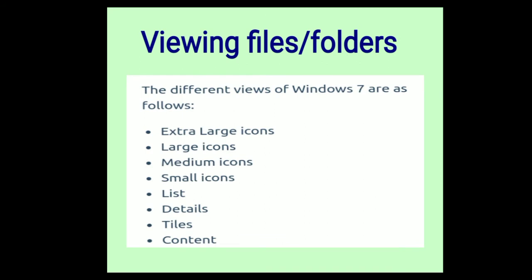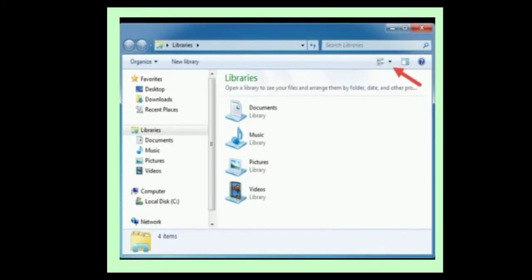Viewing files or folders. The different views of Windows 7 are as follows: extra large icons, large icons, medium icons, small icons, list, details, tiles and content. It means these are the ways to view files or folders in Windows 7. Here, where the red arrow shows, when you click, you get the different types of view.